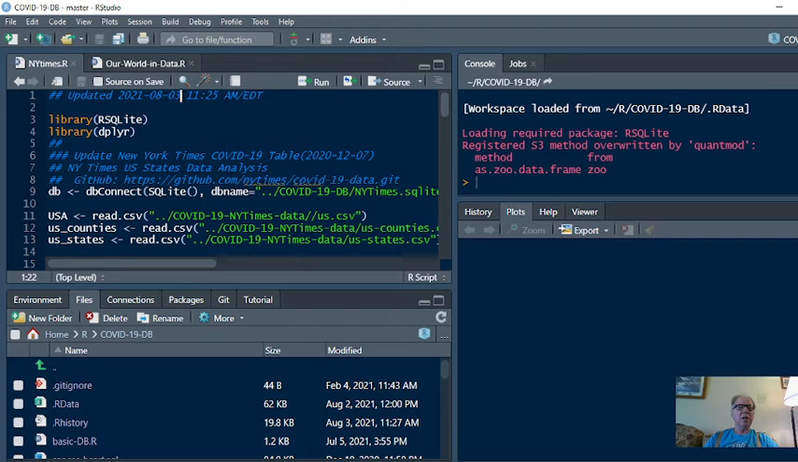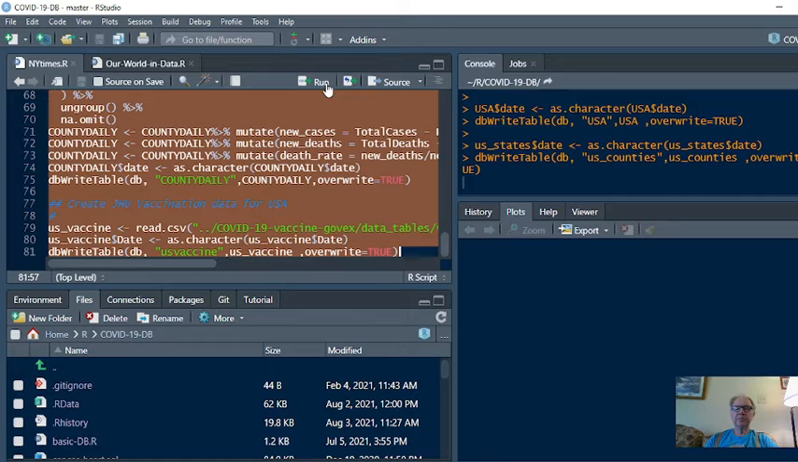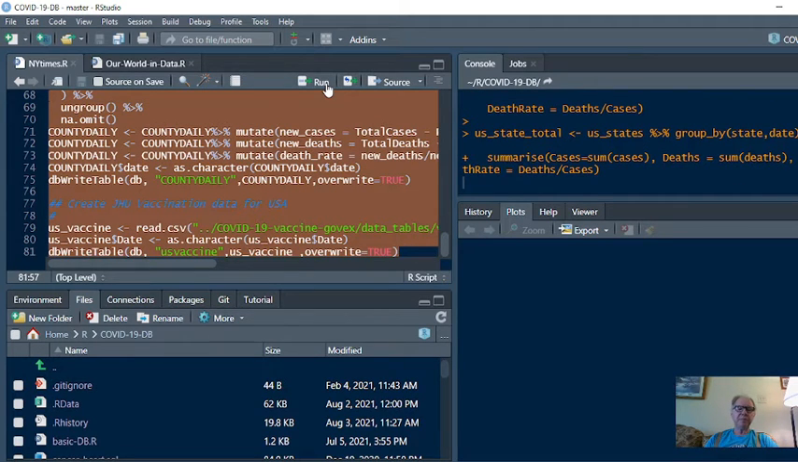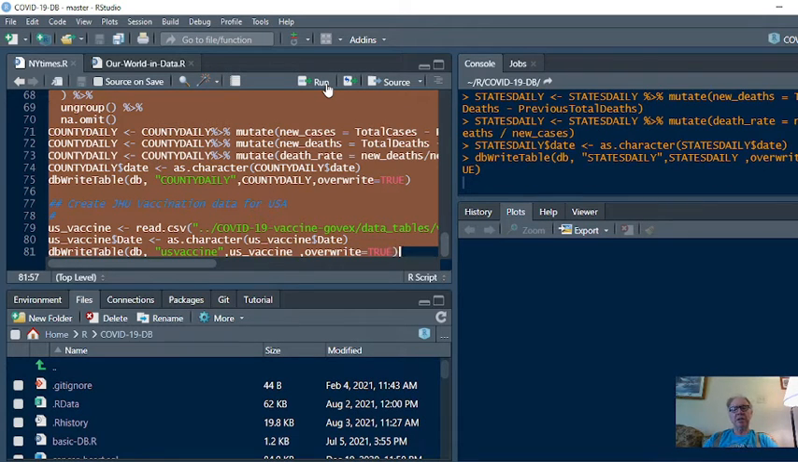Okay, so let's come over here. Let's update the first database. Let's go and run this. This will take a minute, then we move on to our COVID-19 analysis for the United States.